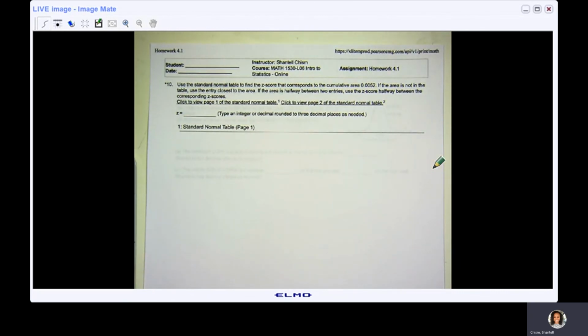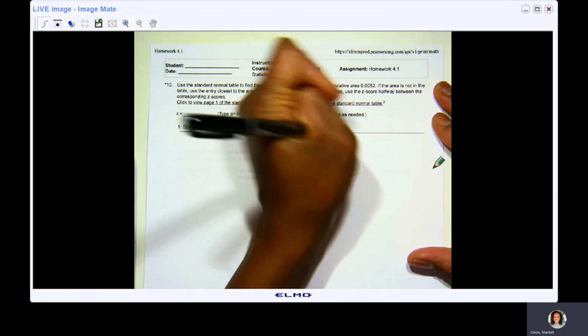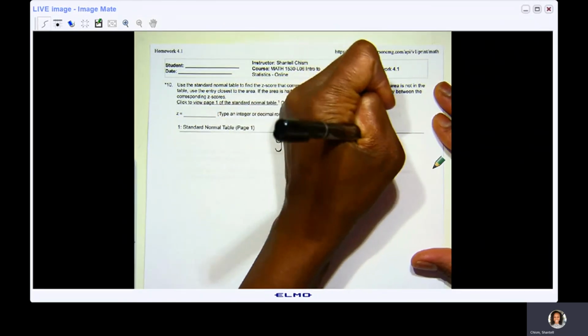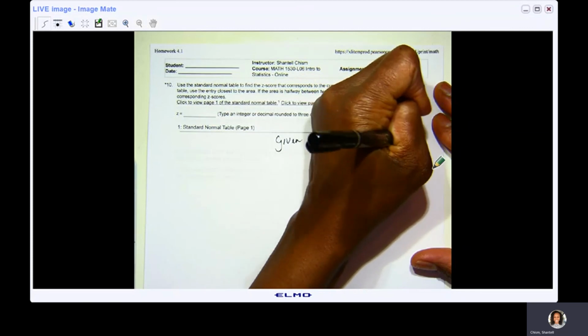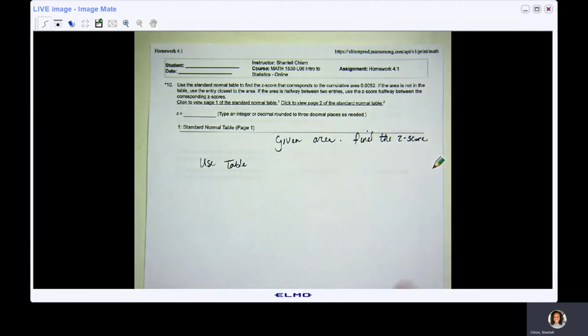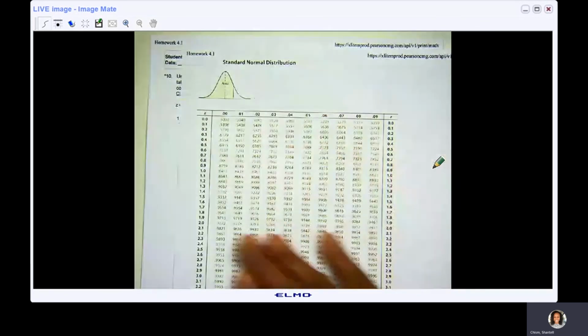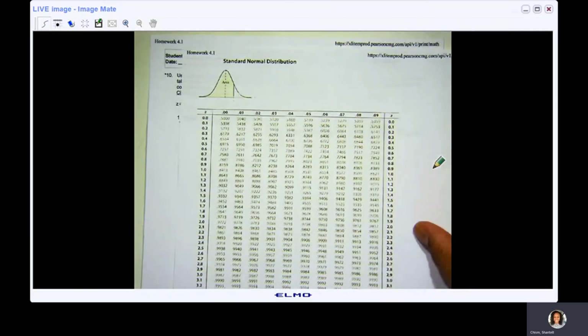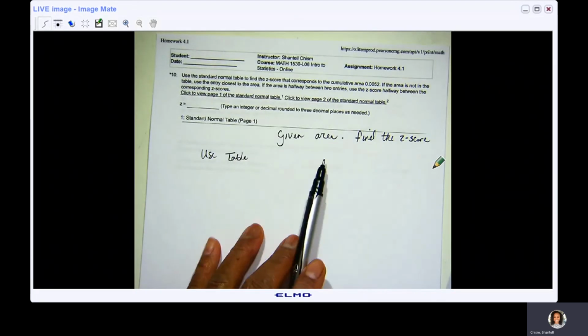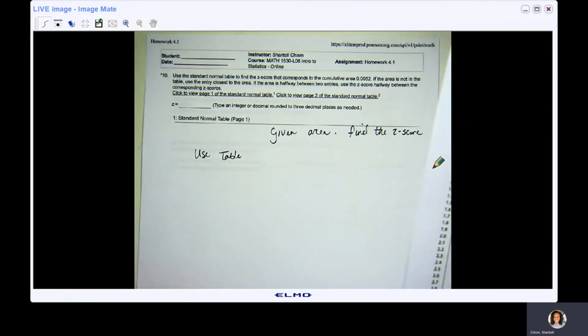It says use the standard normal table to find the z-score that corresponds to the cumulative area. So think about it. You're given the area and you're asked to find the z-score. Now you can use the table, and if you're using the table, you would go to the body of the table. You would find the area, or as close to it as possible, and then the z-score that corresponds to it would be your answer.